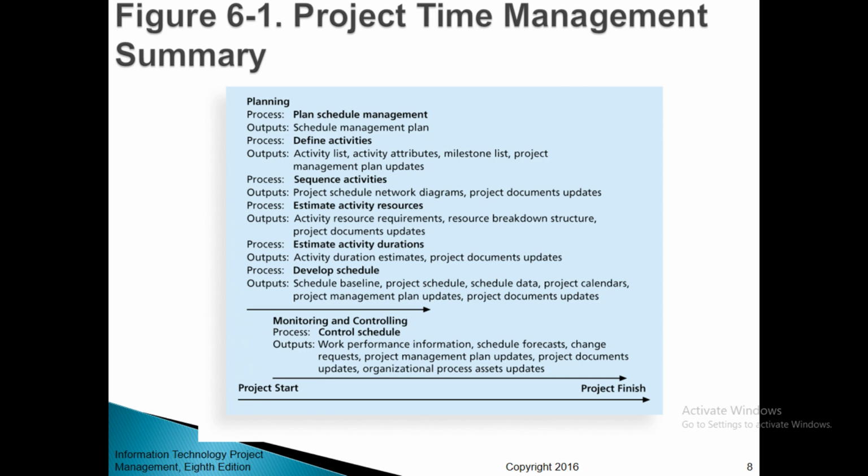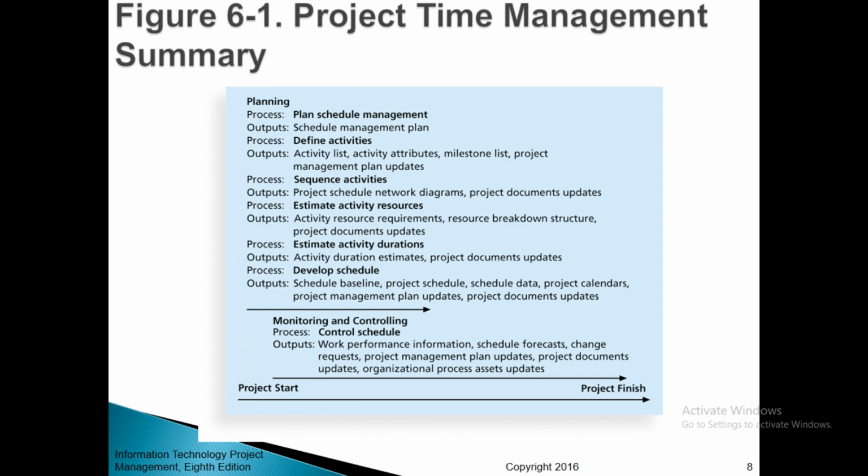Then define activities, with the outputs being an activity list, activity attributes, milestone list, and project management plan updates. Then sequence activities, with the outputs being project schedule network diagrams and project documents updates. The next process is estimate activity resources, with the outputs being activity resource requirements, resource breakdown structure, and project document updates.